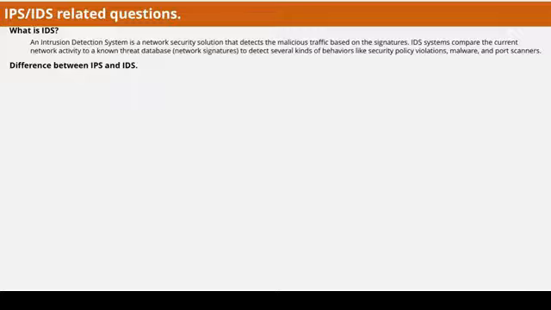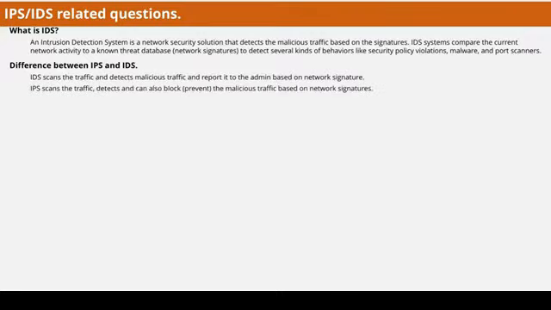What is the difference between IPS and IDS? IDS scans the traffic, detects malicious traffic and reports it to the admin based on the network signatures. IPS scans the traffic, detects the malicious activity based on the network signature, and it also has the capabilities to block the malicious traffic.